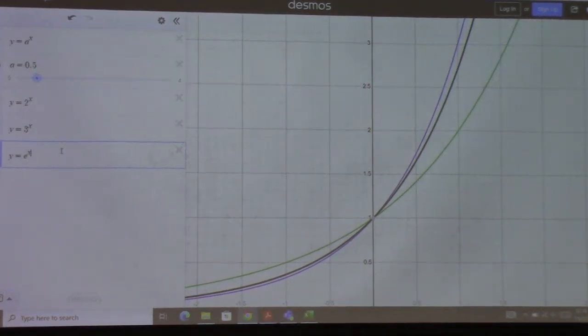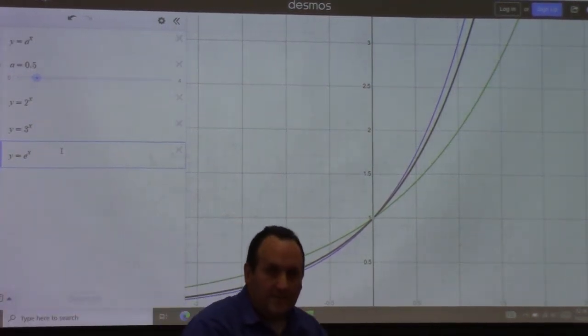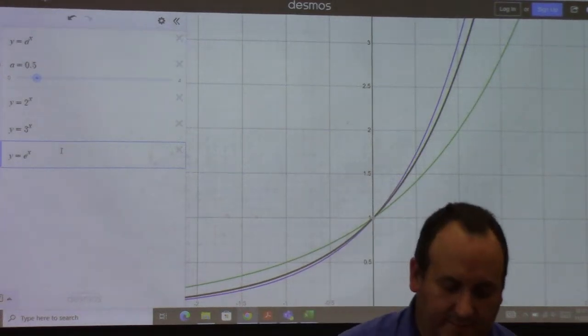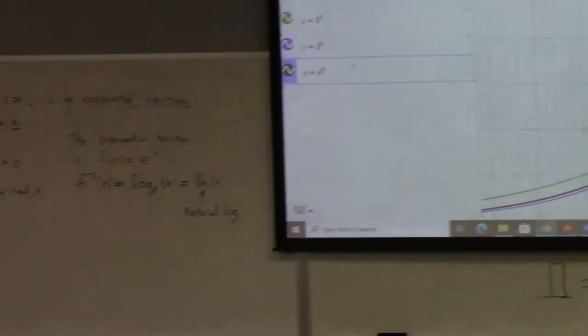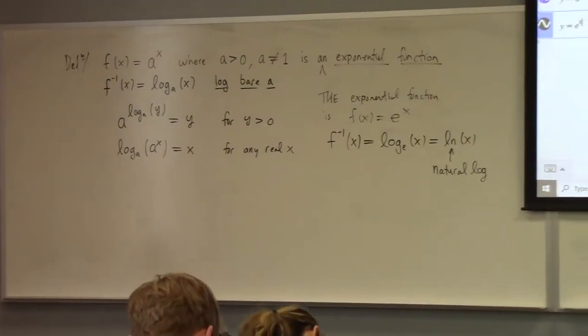But this guy is so special that it has its own notation. And so in typical courses like this, we use ln of x. This is the so-called natural log. It's natural because the base e and the natural log come up in all kinds of studies of nature. It's ubiquitous throughout chemistry, biology, things like that. Yeah?